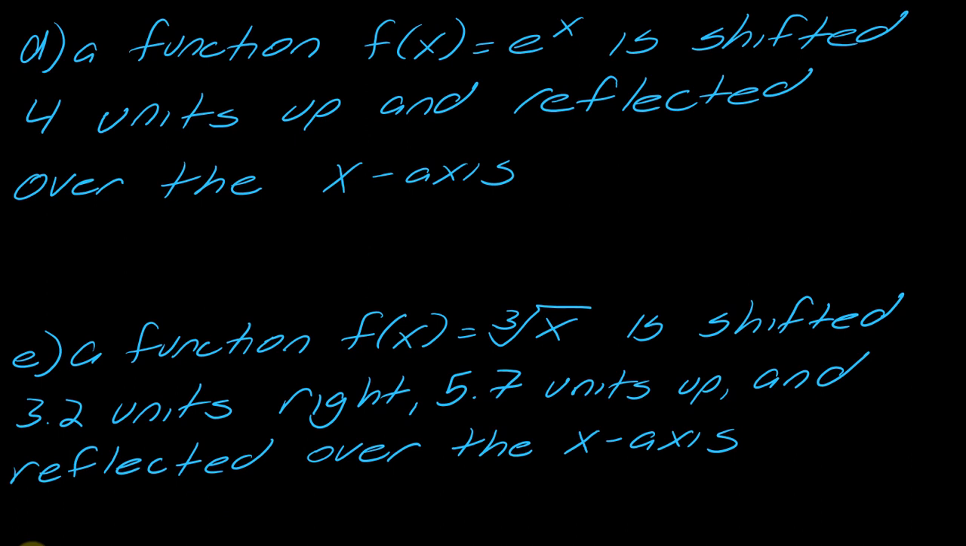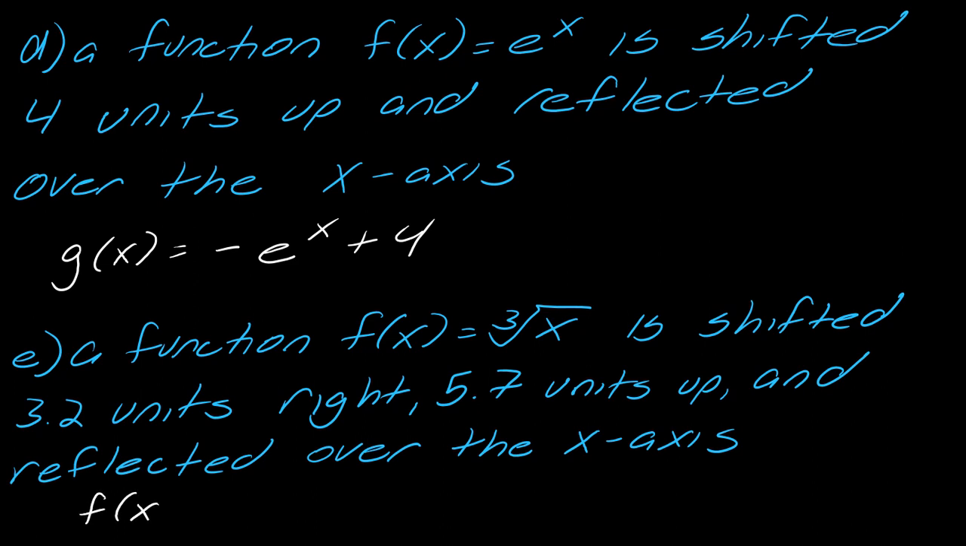Okay, so I have just 2 more for you if you want to try this one more time, again with some different looking functions. Pause the video, hit play when you're ready. Okay, so here for D, I want e of x shifted 4 units up and reflected over the x-axis. So the way that's going to look, I'm just going to put a negative in front of that e to the x, and then I'm just going to add 4 to the whole thing. So I don't even have to know what that function looks like to be able to draw it.